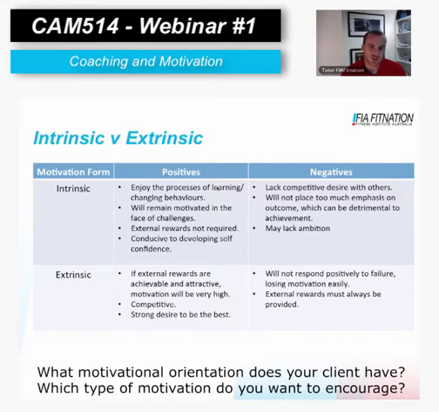If we look at extrinsic motivation, positives: if the external rewards that you're providing as the trainer are achievable and they're attractive, then motivation is going to be extremely high. It's really important that as the trainer you identify what is achievable for that client and what is attractive to that client. Is it something they actually want? If they don't want it, then they're not going to be motivated to try and achieve it. Perhaps a positive of extrinsically motivated clients is that they're quite competitive. That competition can help to push them that little bit further. And as I said, that strong desire to be the best.